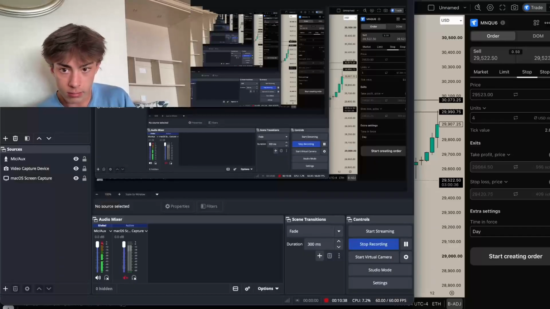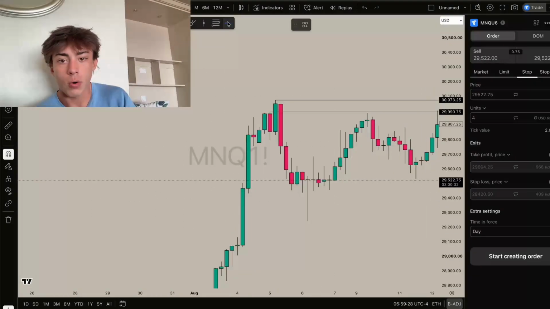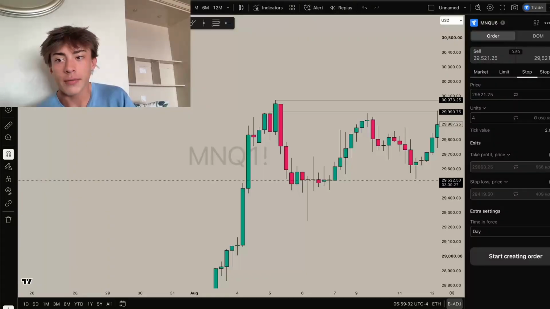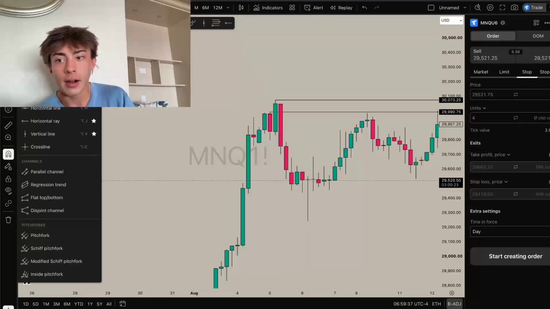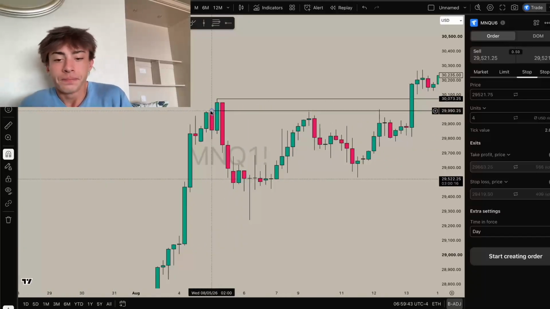Have this magnet. Can you guys see that on OBS? I don't know if you can see that. I think you can. Little magnet. Have the weak magnet on. So when you're using the horizontal ray, click this arrow. You can't see it, but where you have the crosshair on the top left, the one right under that, click the little arrow on the right, and then you can find horizontal ray, and you can favorite it or use it. That's what we use to mark out highs and lows, at least I do.